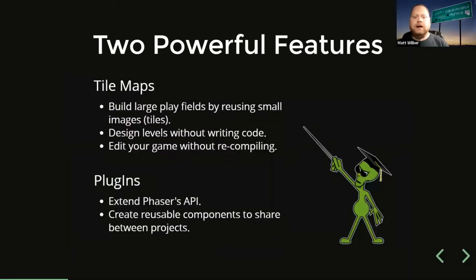So tonight I want to talk about two powerful features of the Phaser framework, and the first one is tile maps. And tile maps allow you to build large playfields by reusing image assets, by using a tile set, which is a large image composed of many small images that you can reuse to create even larger images. And this allows you to design your levels without writing any code or recompiling your game and do quick edits and tweaks to your game without having to rebuild your JavaScript. And I also want to talk about plugins, which allow you to extend Phaser's API and create reusable components that you can share across projects.